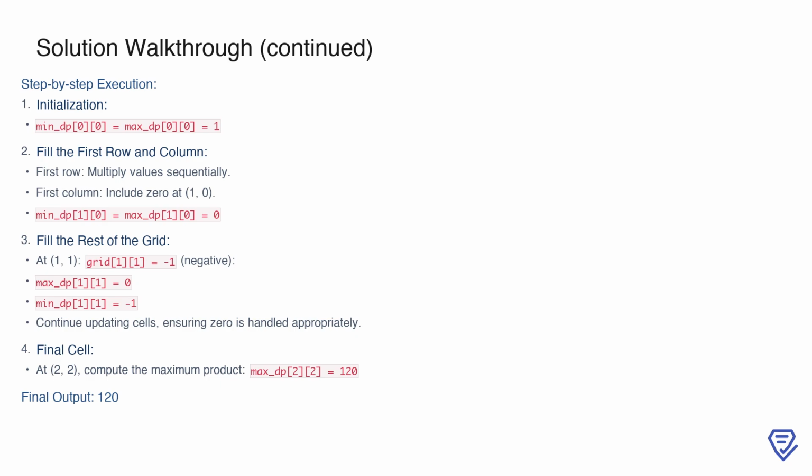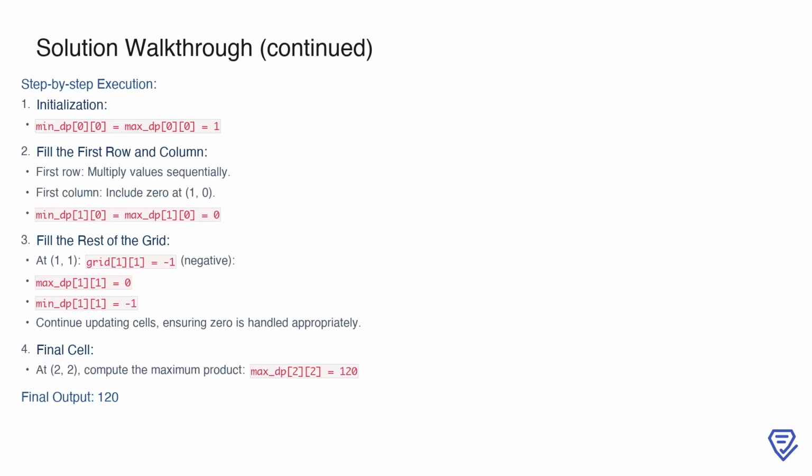Now, as we proceed to fill the rest of the grid, special care is taken to handle 0 correctly. For instance, at cell 1, 1, the value is -1, and since the maximum product of the top or left cells is 0, the maximum product at this cell also becomes 0.